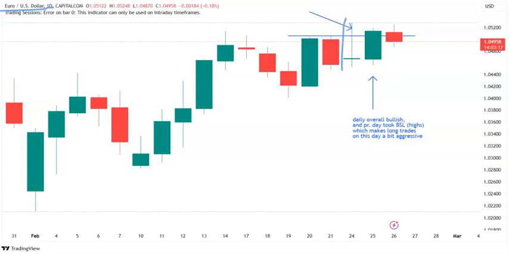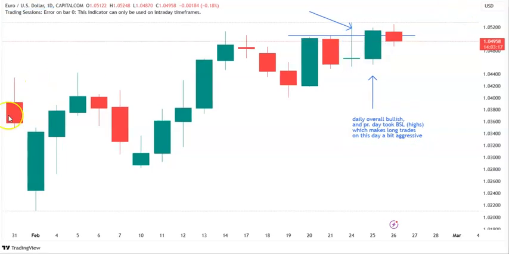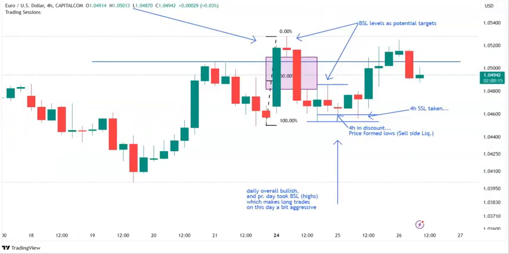What do we see here? We see that the daily time frame, as I wrote here, is overall bullish, and the previous day took this buy side liquidity, the previous highs, which makes long trades on this day a bit aggressive on the next day. This is everything we had to know from the daily time frame.